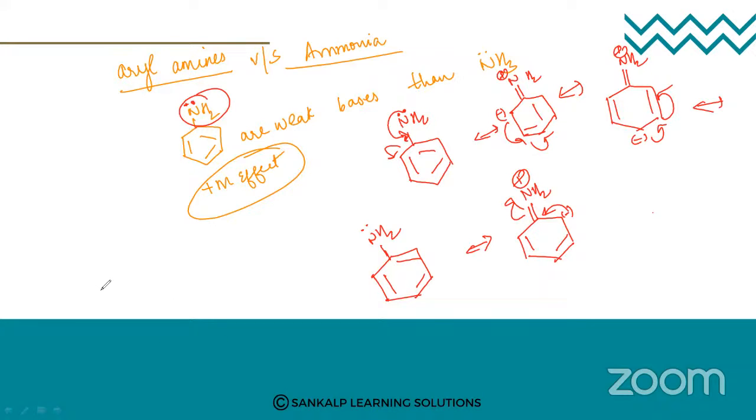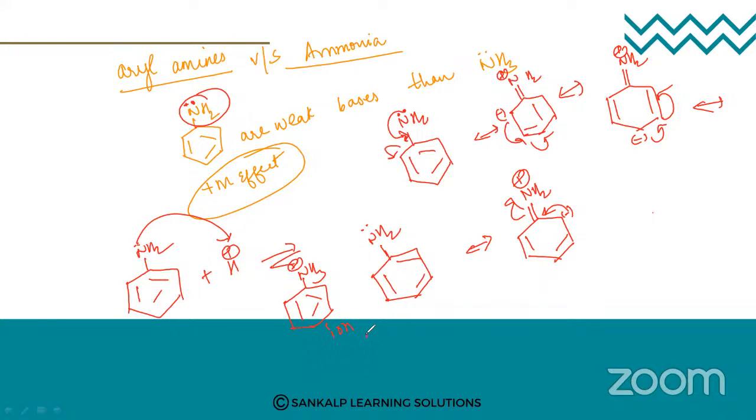Suppose we have aniline and it takes one proton. It will form an anilinium ion. When we see the stabilized structure, this anilinium ion is less stable as compared to the ammonium ion from ammonia.